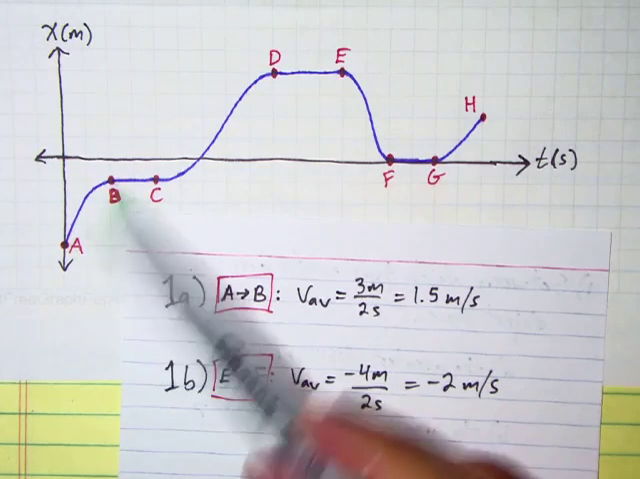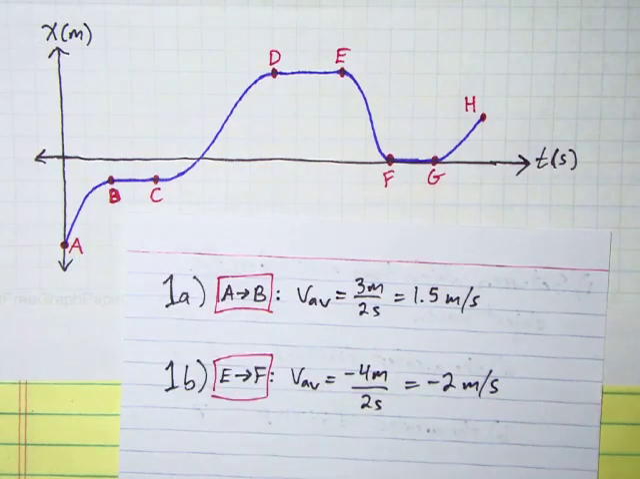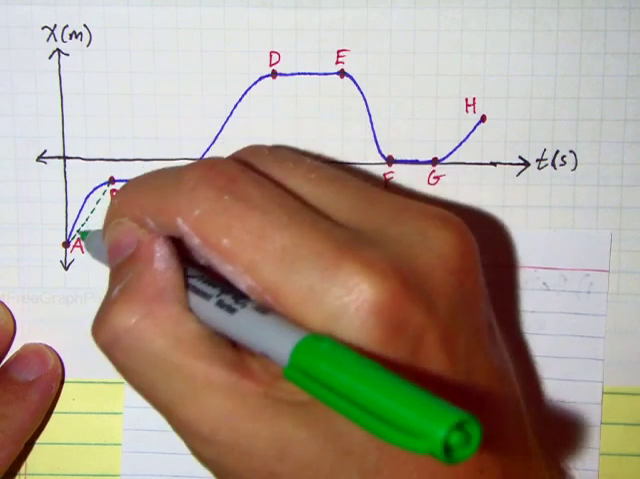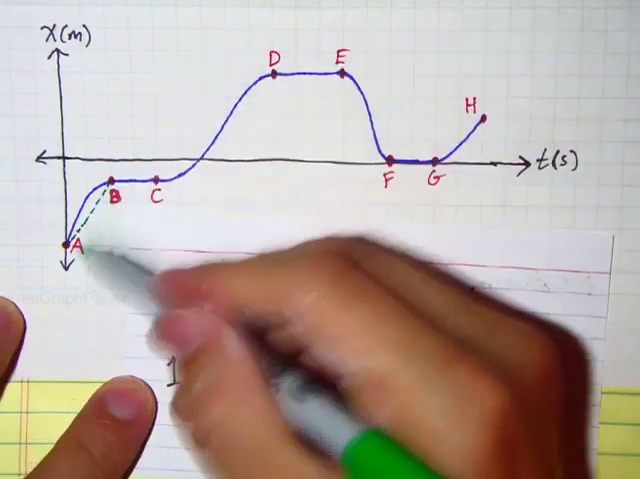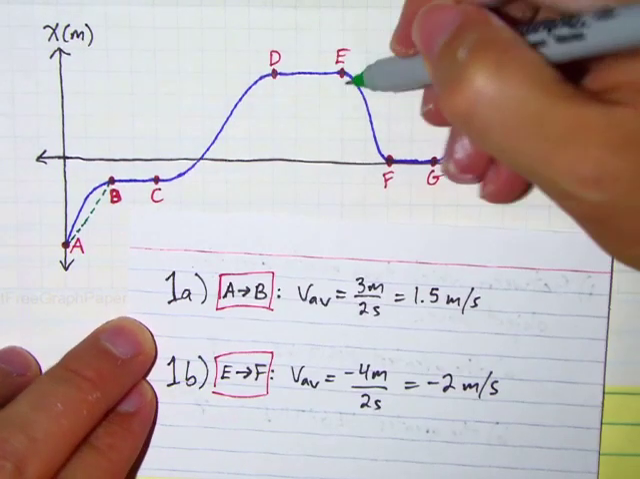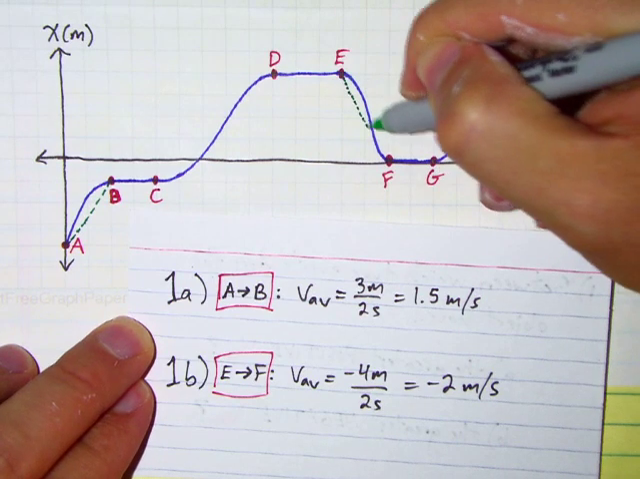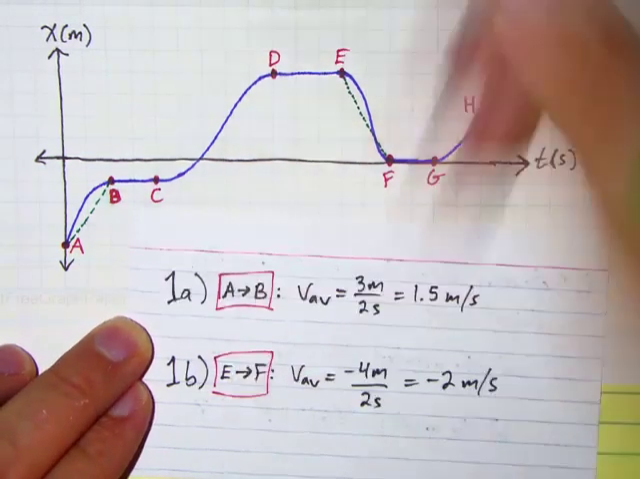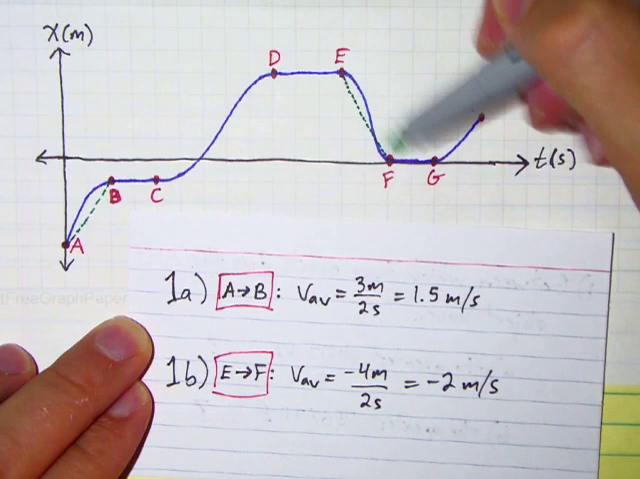From A to B, greatest positive velocity, and from, let's see, I can draw in that connecting line right there. That's a very large positive slope. And from E to F, that's a very large negative slope. Large positive velocity, large positive slope, large negative velocity, large negative slope.